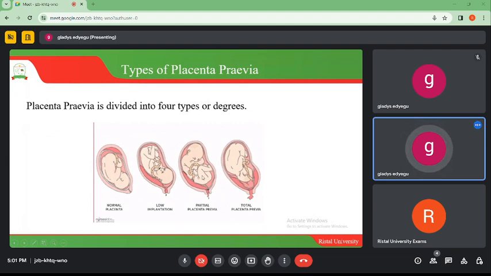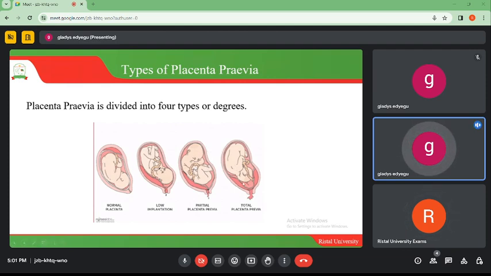Then when you go to the third picture, as you see, the baby is in a breech presentation. You see the buttocks are down here, and this could even be the cause of the breech, because there was a placenta down there. So this is a partial placenta previa, whereby the placenta is just at the edge of the cervix, but has not covered the entire os.